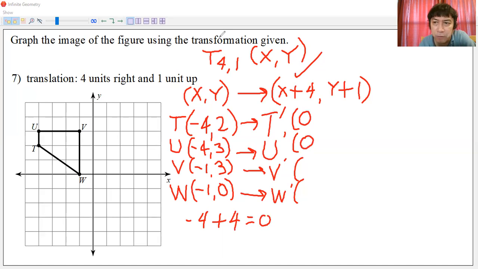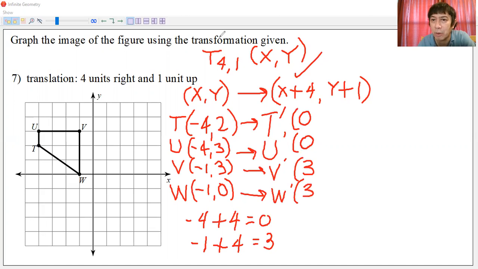And then our point V, the X there is negative 1. And so we add 4. That must be positive 3. So this is positive 3 over here. And so our point W, the X value there is also negative 1. That means we will also have 3.